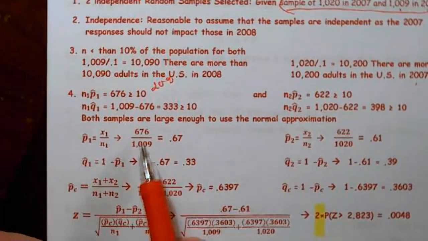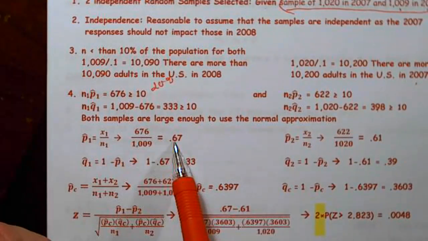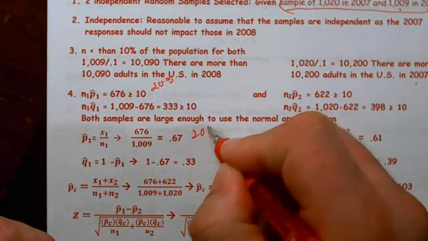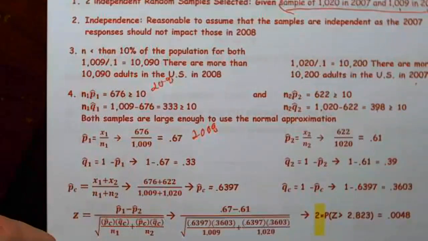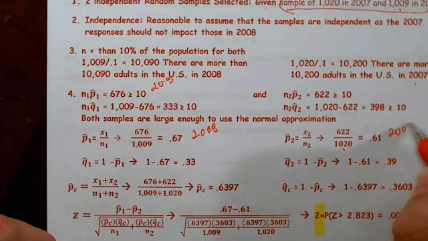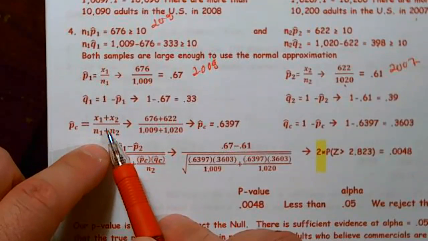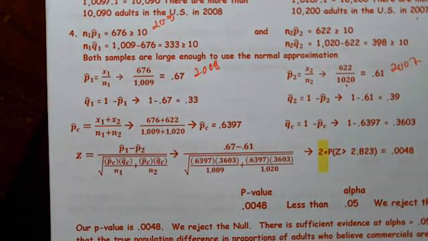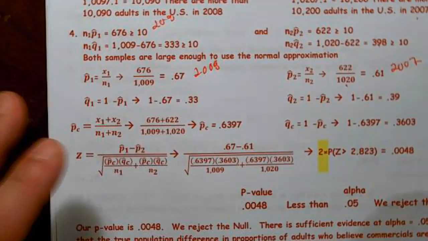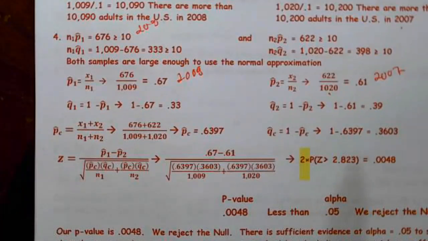Anyway, so I need to calculate my proportions. I have 676 divided by 1,009, so 67%. Again, this should have been my 2008 value. And then I have 622 divided by 1,020, and this should have been my 2007 value. When I plug them in, first off, we have to pool, because the only time you pool is when you work with two proportions. In this case, a two proportion hypothesis test is the only time you pool. You do not pool on a two proportion confidence interval, only on a two proportion hypothesis test.